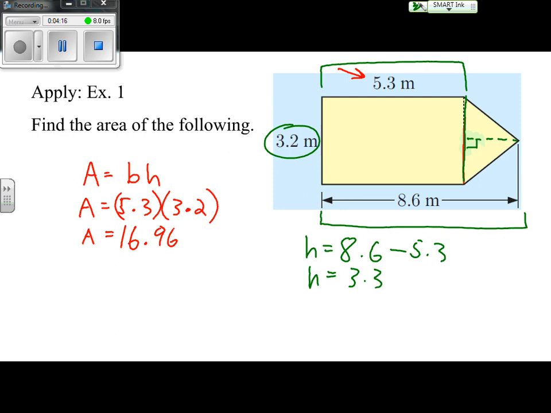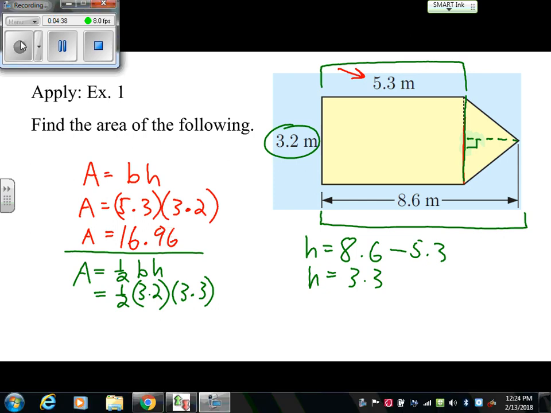So I'm going to do my area formula for a triangle now. So I have area equals 1/2 base times height. And I would have 1/2 times my base, which is going to be the 3.2, and height, which is going to be 3.3. I'll throw that into a calculator, and I get 5.28. So the area of my triangle, 5.28. Now it feels like I'm done.